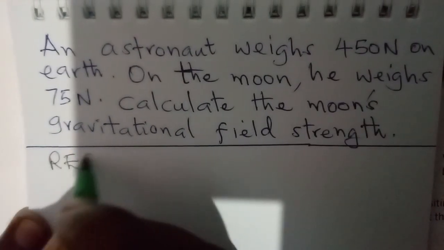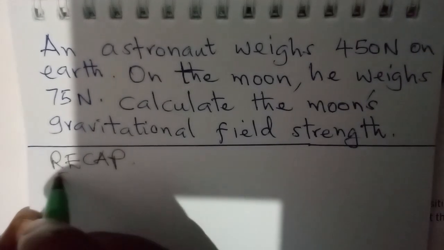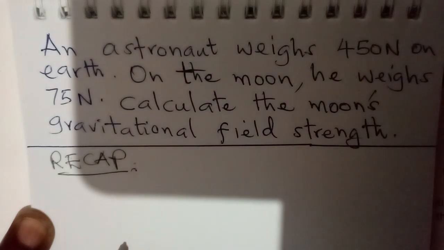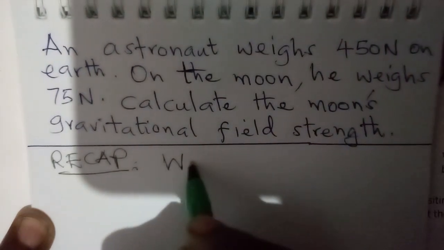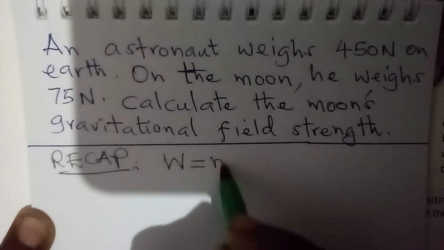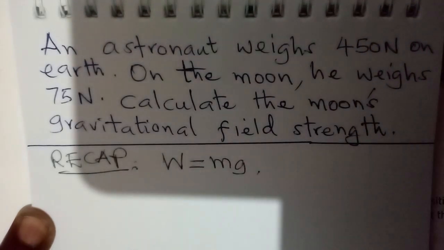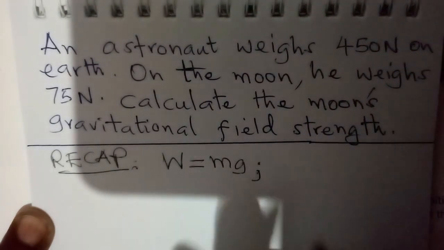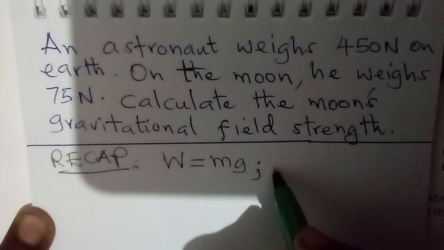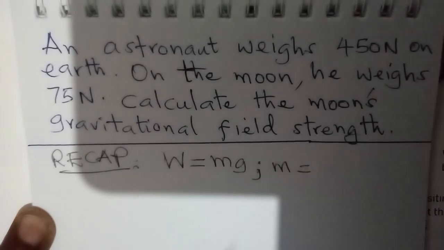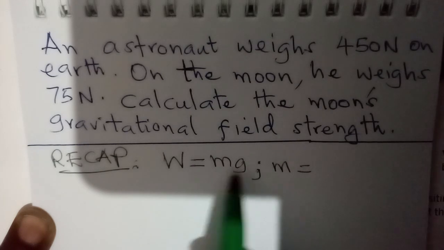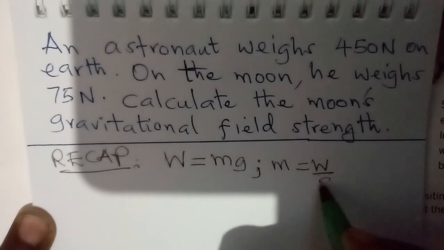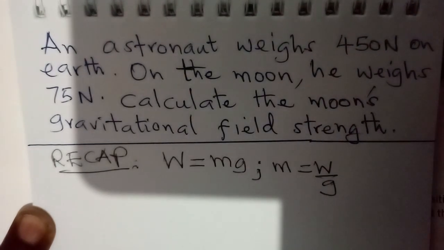Now, let's have a recap. How do we find weight? So we said weight is equal to mg. Now from this formula, how can we calculate mass? Mass will be weight over gravitational field strength.